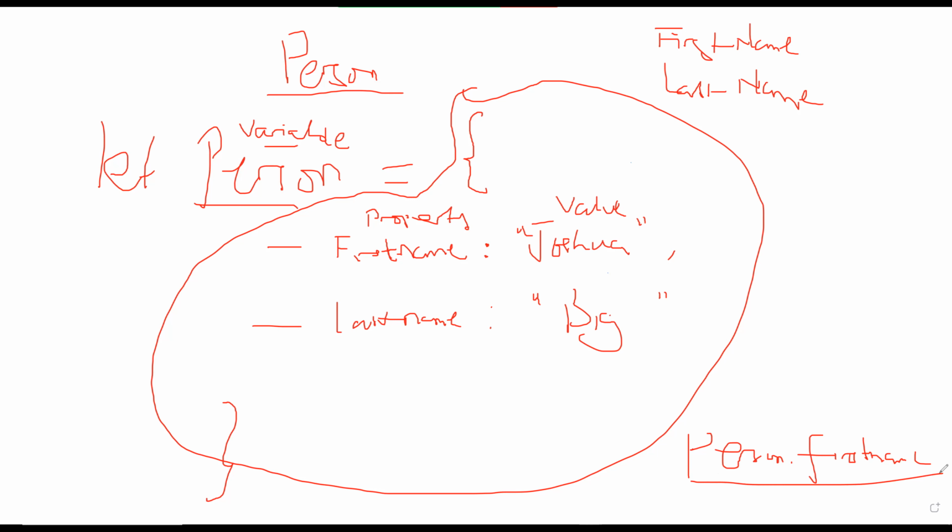So now if I do console.log on this, it will print out Joshua for me. Okay, I move on. So this is object literal.